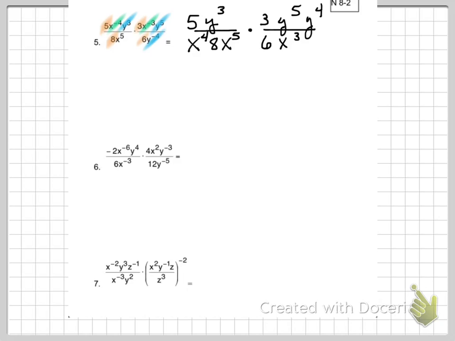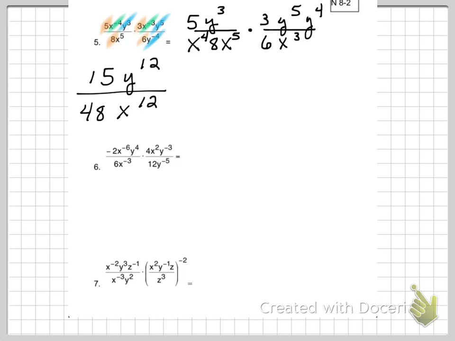Now we can multiply across. We have 5 times 3, just multiply the numbers, 15. You add all the y's in the numerator, so we have y to the 9, 10, 11, 12. In the bottom, 8 times 6 is 48. X to the 9 plus 3, 12.